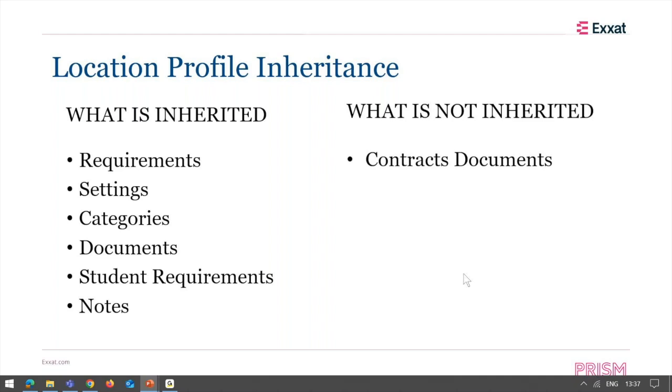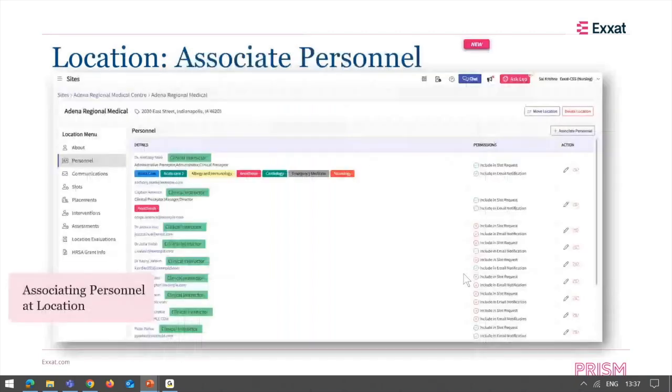Contract document and contract point of contact details. Let's see how the location associate personal looks like. So once we have completed the about section, you can also map a personal at a location level. So when you click on add personal, on the right hand side you have associate personal.